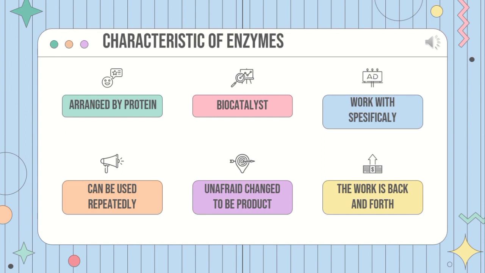Enzymes can be used repeatedly or reused, as long as the enzyme is not damaged. The enzyme is used over and over again because it does not participate in the reaction. Although the enzyme works to convert substrate to product, enzymes do not turn into products. 6. Enzyme reaction is reversible. An enzyme can carry out a two-way reaction, namely from substrate to product or product to substrate.